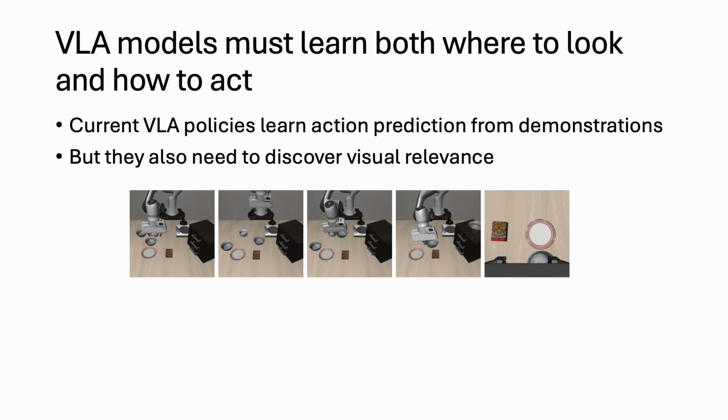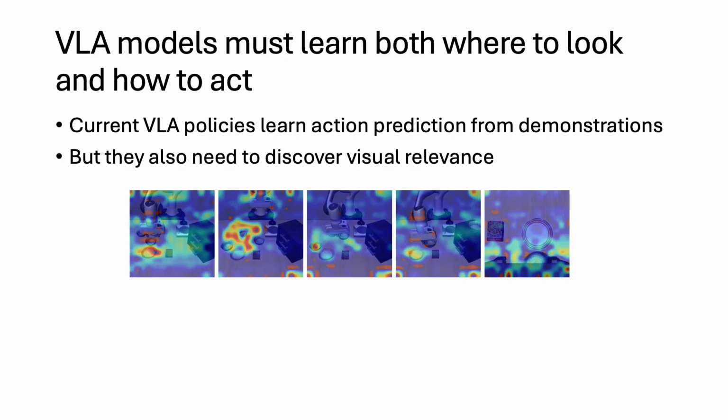For example, in this simulated task below, for a given task of picking up the bowl, attention to the whole image is not really necessary. Only certain regions of the image are informative. In the case of the current VLAs, the language conditioned visual attention is very diffuse and all over the place.